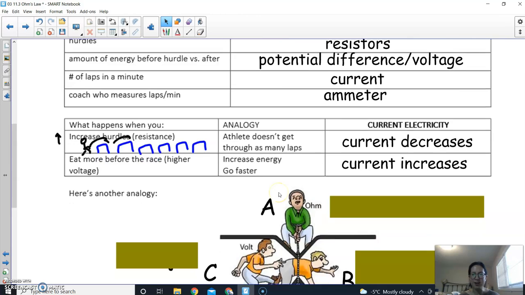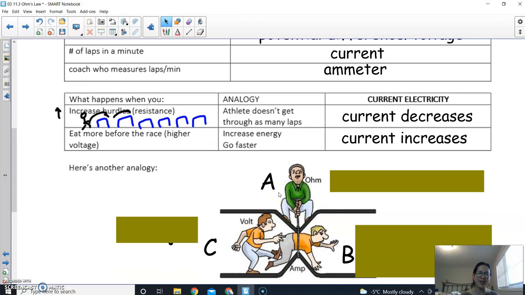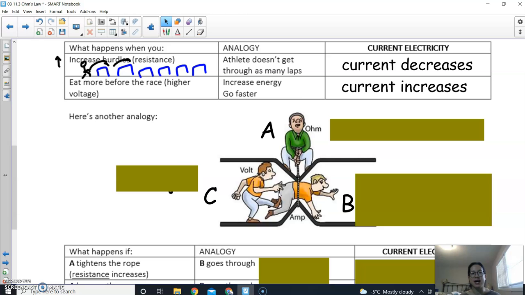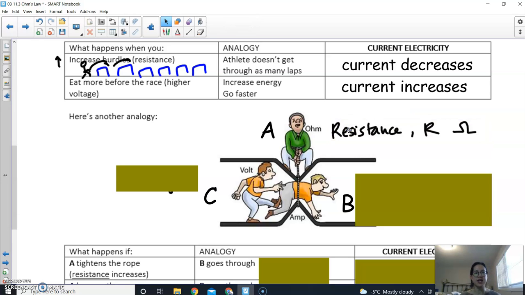Okay, here is that same analogy that we showed just before. But over here we've got ohms, volts, and amps, and we're going to make associations. Ohms is the measure of resistance, the unit for resistance. So resistance is the quantity. We use the symbol R, and this is the symbol for ohms. Just write that down so that you have it.